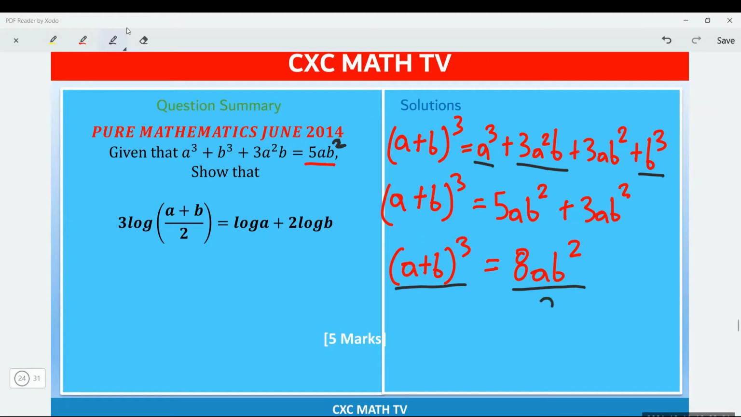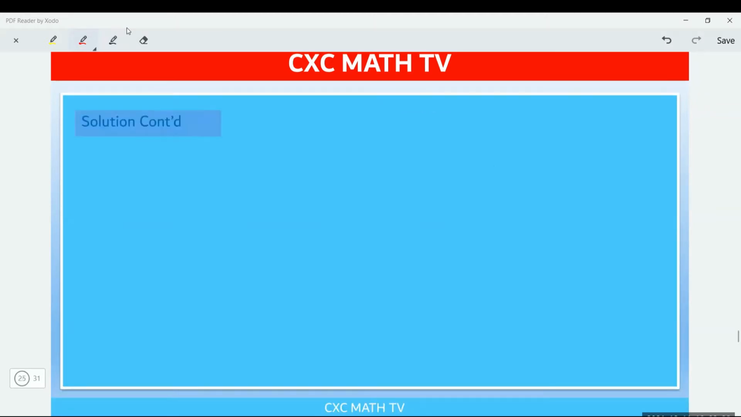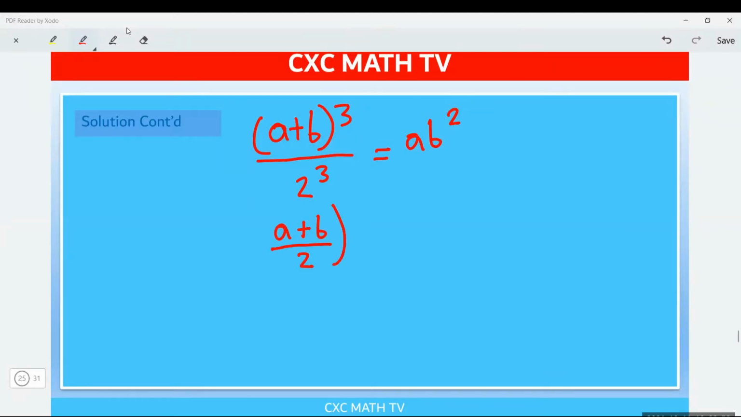If we divide both sides by 8, what we end up getting is (a plus b) all cube divided by 8. And 8 is really 2 cube. That's equal to ab squared. Now we can rewrite this as saying (a plus b over 2) all cube is equal to ab squared.